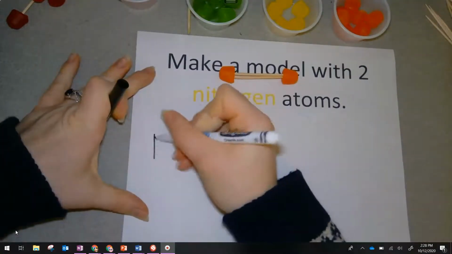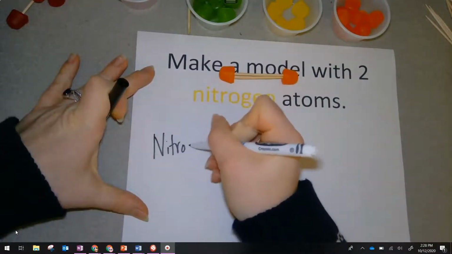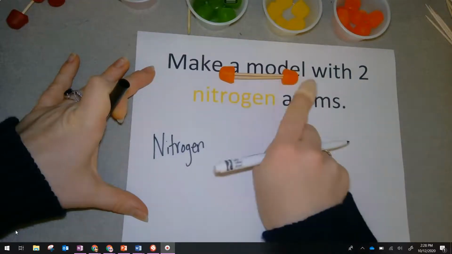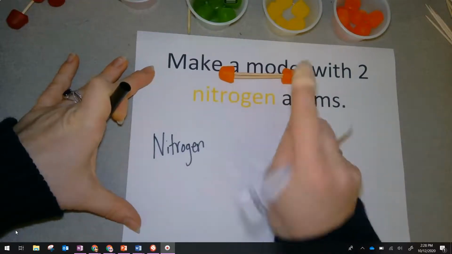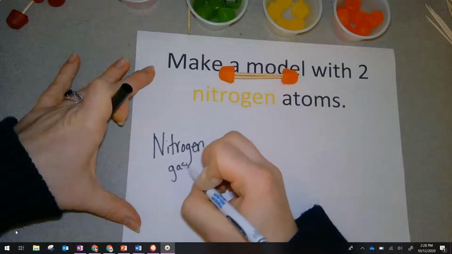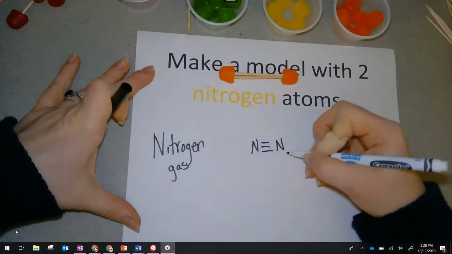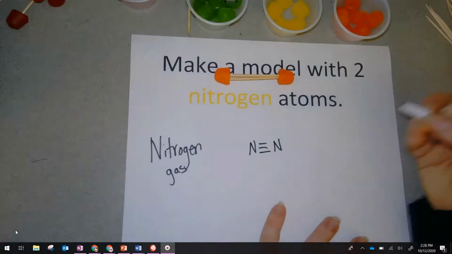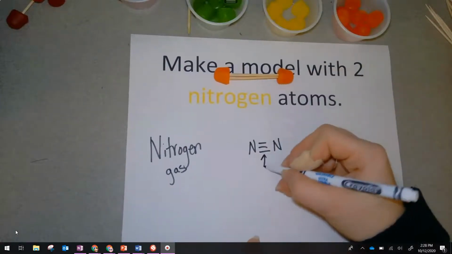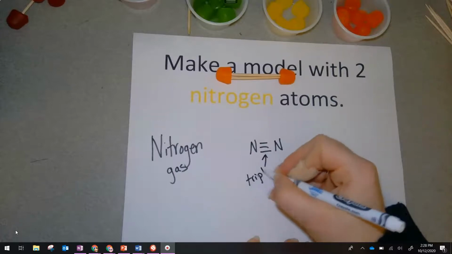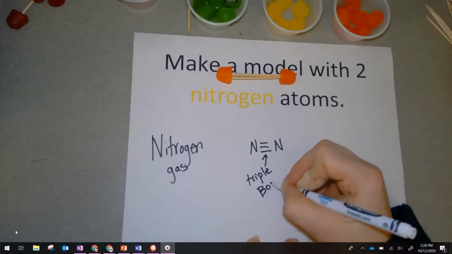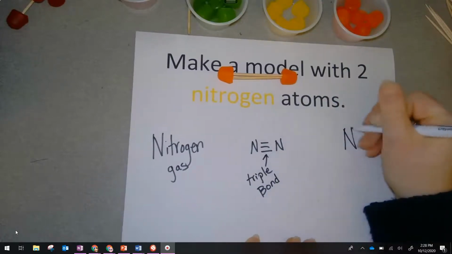Okay, this is elemental nitrogen because it's one kind of atom, so this is an element. So this is nitrogen gas. We draw 3 lines between the ends for our model to represent the triple bond. So I'm going to label that. This is a triple bond. And our formula is N2.